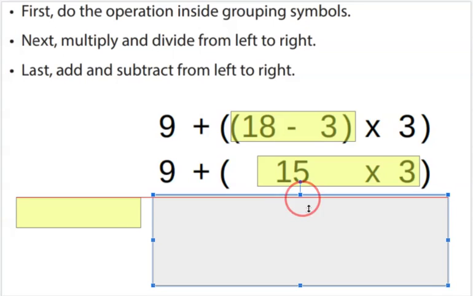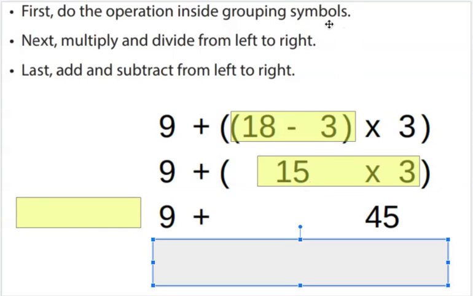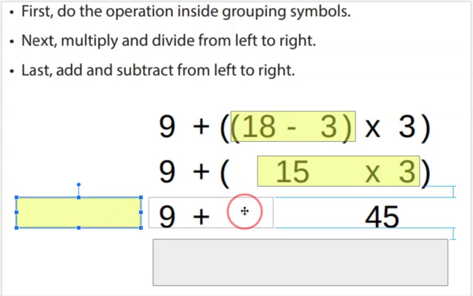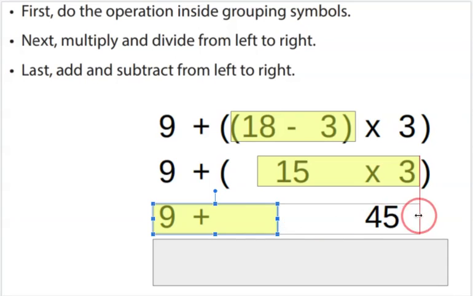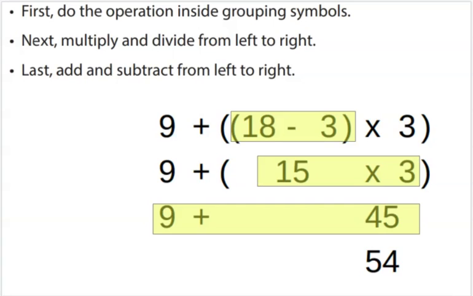So you can see that I'm following, getting rid of, or solving all of my grouping symbols first. And then you can see that 15 times 3 is 45. So then you should have rewritten this last step as 9 plus 45 and gotten a final answer of 54.